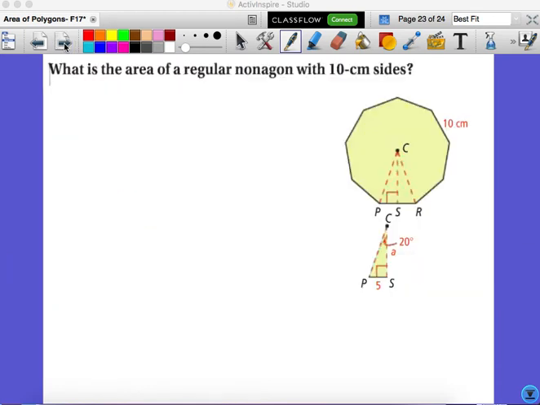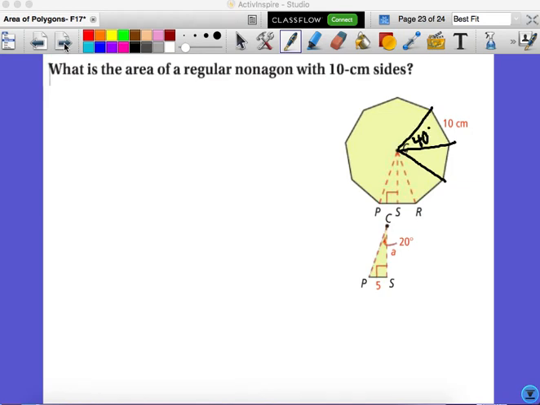So now let's look at a reminder of trigonometry. So we're going to find the area of this nonagon, and they've gone ahead and done a little bit of the work for us because they've done 360 divided by 9 and found that each of these central angles here would be 40 degrees.